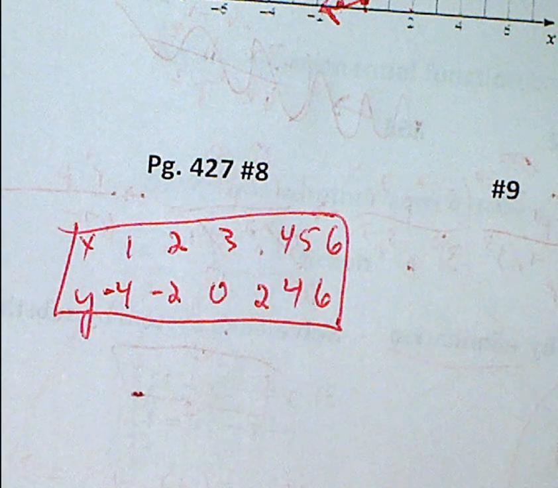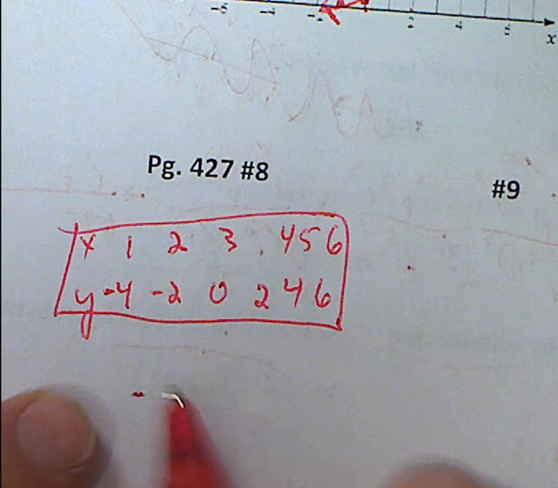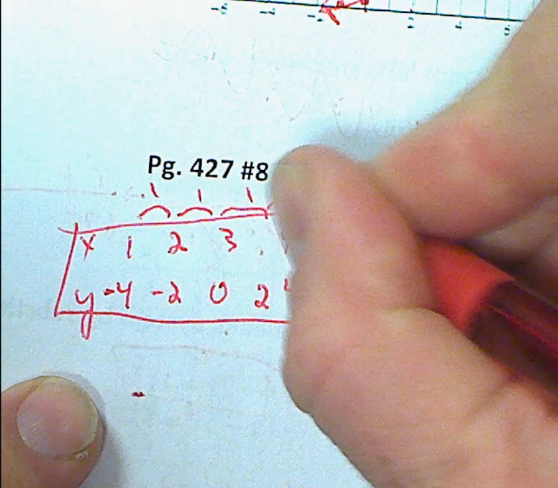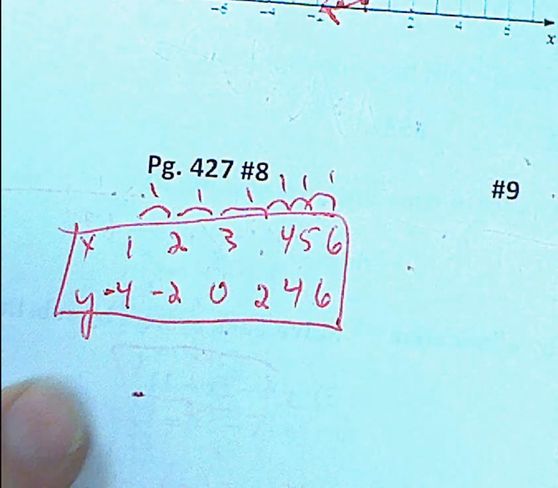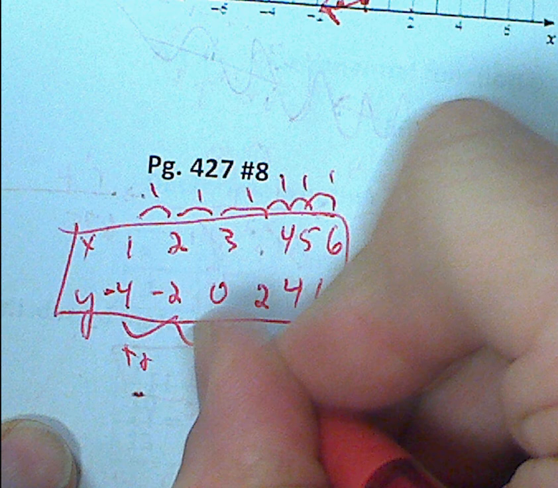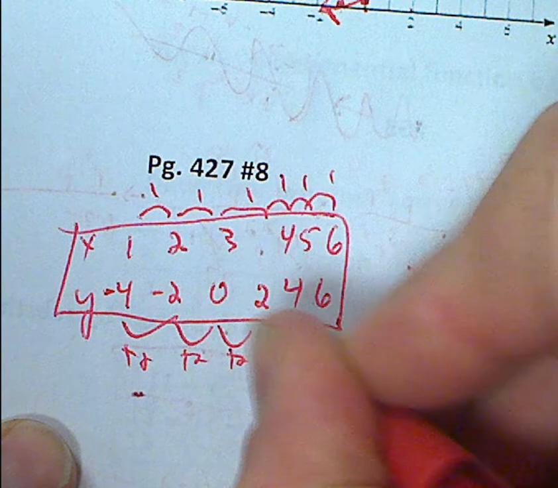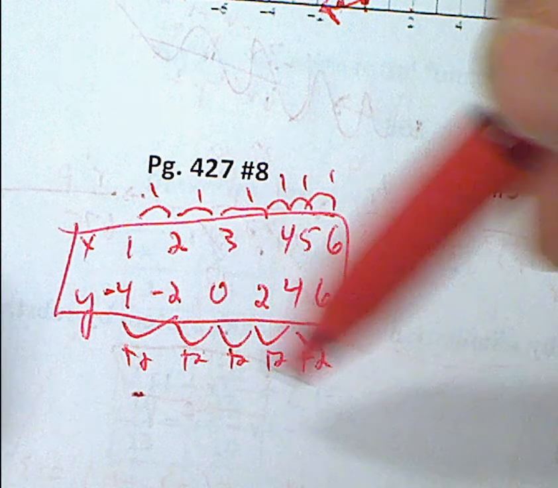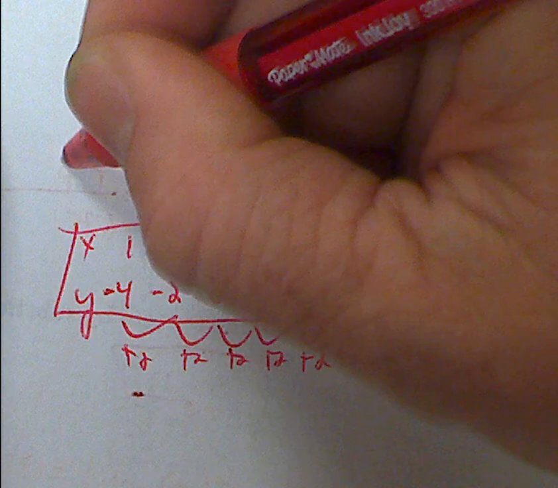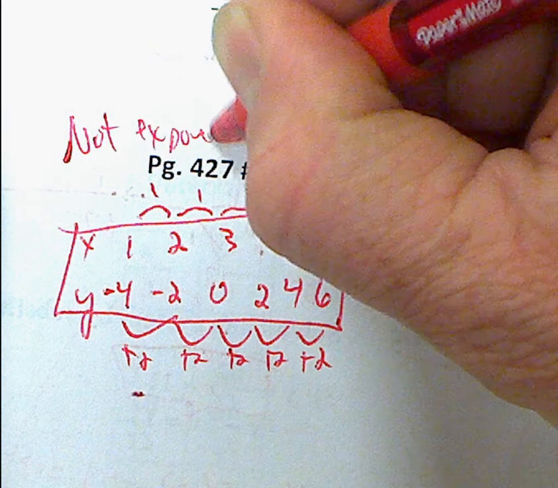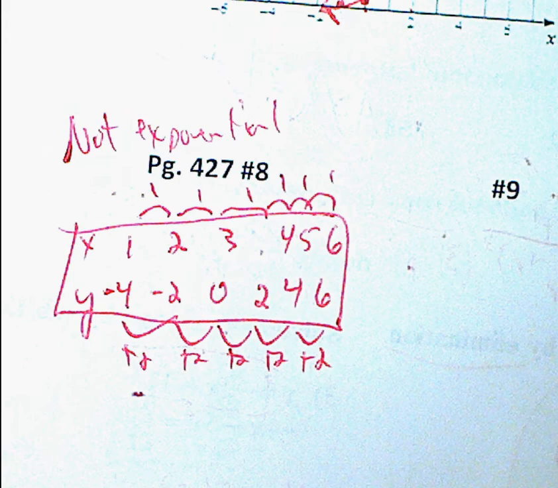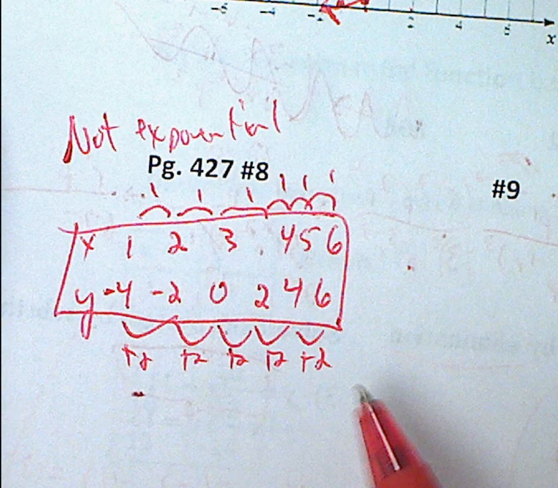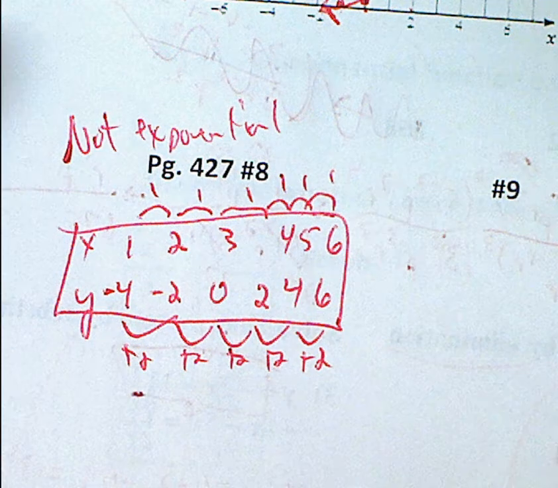So let's see what happens with my differences. So there's 1, 1, 1, 1, 1, 1. I am adding 2, adding 2, adding 2, adding 2, adding 2. I am not multiplying or dividing by the same number, so this is not exponential. And it's actually linear because 2 over 1, 2 over 1, all of these are consistent, so this would actually create a line. So it's not exponential.